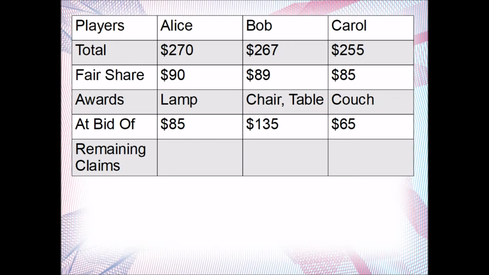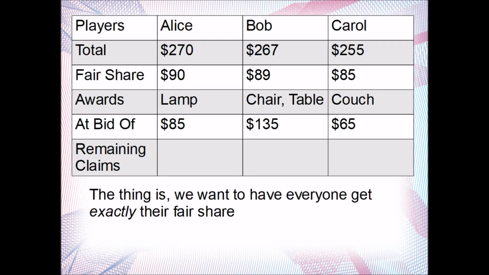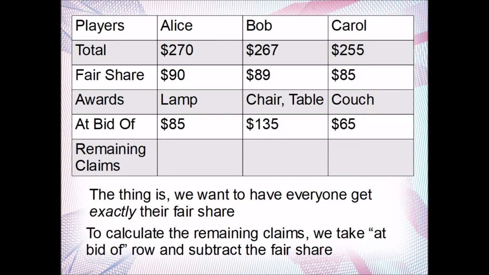The next row is called remaining claims. Thing is, we want everyone to get exactly their fair share. Alice's fair share, for example, is $90, but if she gets the lamp, she's only got something worth $85, and that's not enough. So to calculate the remaining claims, we're going to take what they got, the at bid row, and we're going to subtract the fair share from it.